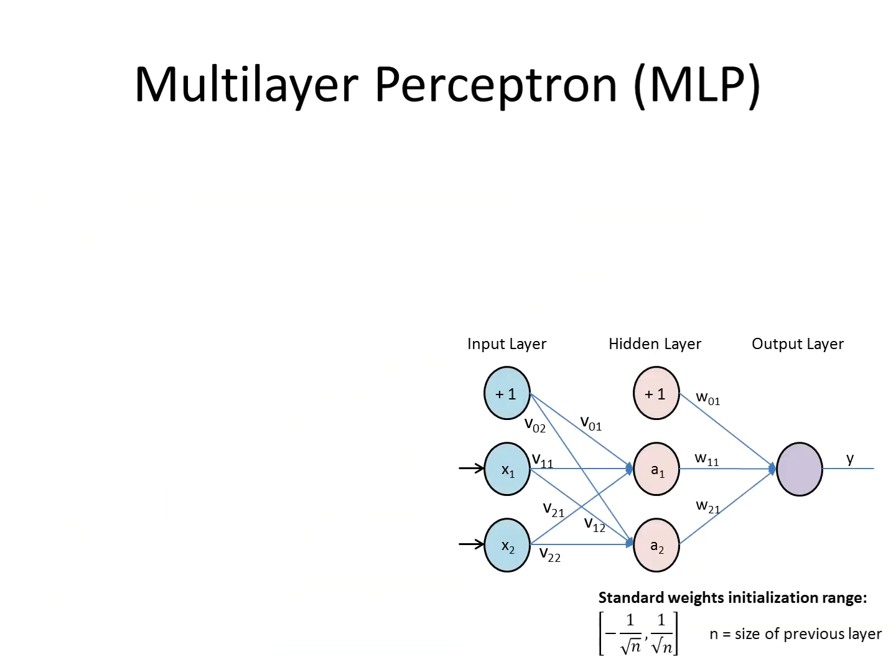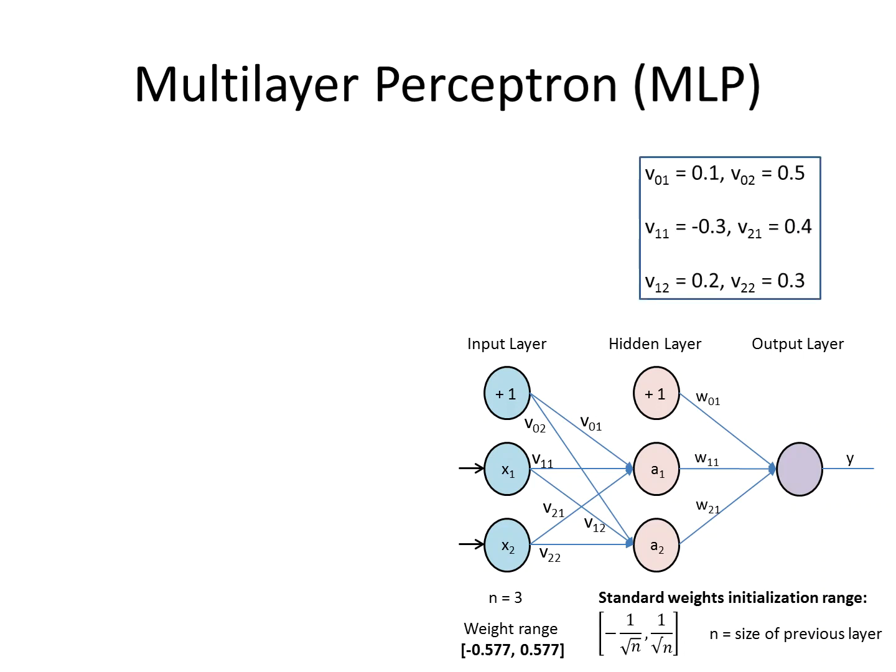Further, again, here is how the weights will be initialized. For that we need to provide random weights, and the range will be the same, minus 1 upon root n to 1 upon root n, where n is the size of the previous layer. Here n is equal to 3, so the weight range will be minus 0.577 to 0.577. Initially I have taken these random weights: v01 as 0.1, v02 as 0.5, v11 as minus 0.3, v21 as 0.4, v12 as 0.2, and v22 as 0.3.